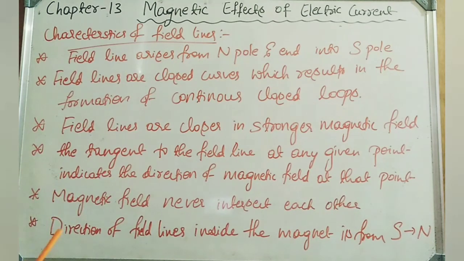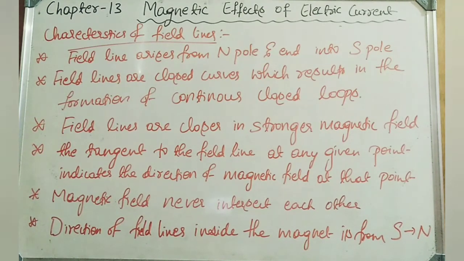And the next point is, direction of field lines inside the magnet is from S to N, which we studied earlier. And there is one more point, it's not here. They may ask you, magnetic field is a vector quantity. Why? That is because magnetic field has both direction and magnitude.